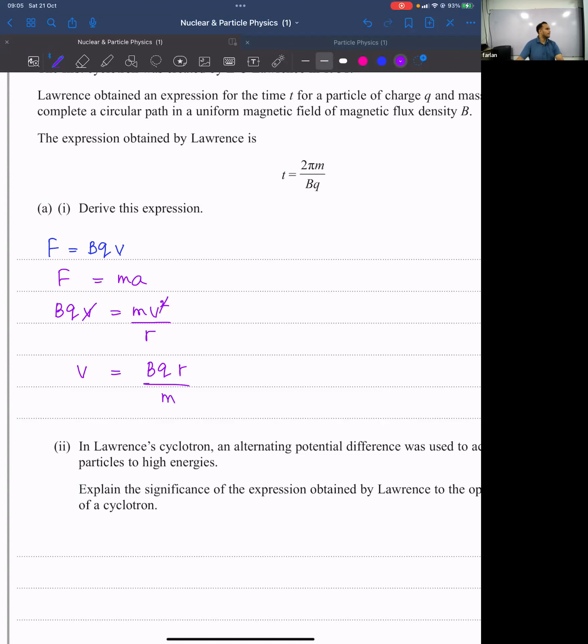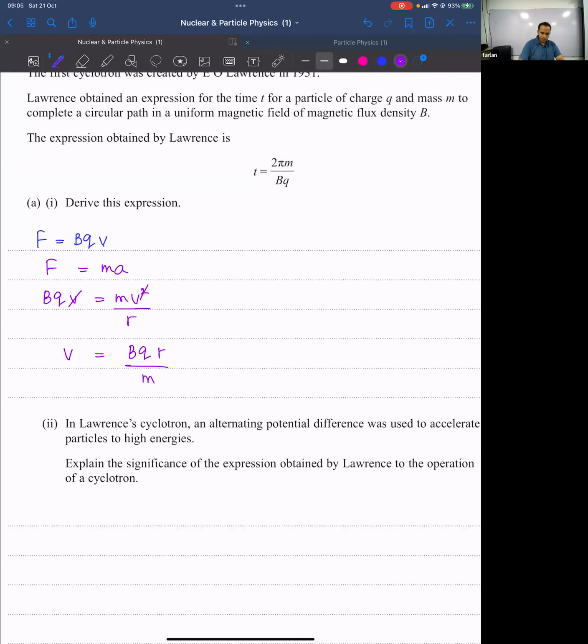This is the speed. So if I use speed equals distance over time for the particle moving in the circle, speed is BQr over m. Distance is one circle, the circumference of the circle, which is 2 pi r, over the time taken, t. So this r here will cancel off with the r here. If I make t the subject, that is going to be 2 pi m over BQ. That is the time taken for the particle to move one circle in the magnetic field.